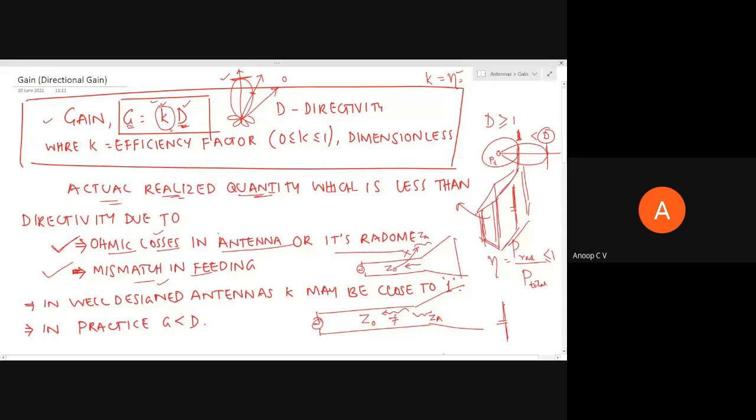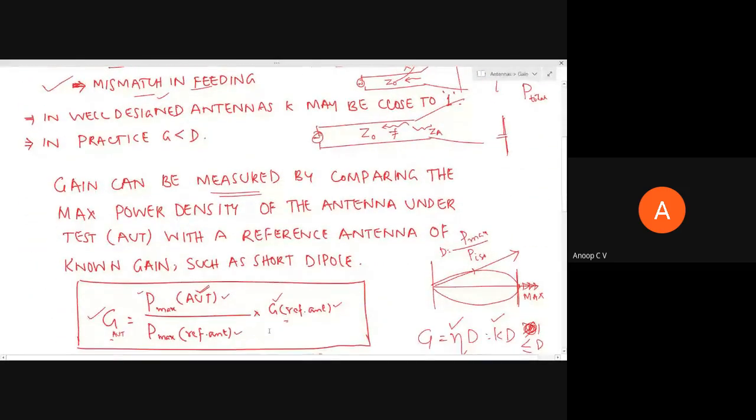So I can tell that for a well-designed antenna, K may be close to 1. If you design an antenna very well, if it is perfectly matched, and if you are choosing the material such that there are no ohmic losses and all, we can have gain approximately equal to directivity, right? But most of the time, efficiency will be less than 1. And in practical cases, we can measure gain by comparing the maximum power density of the antenna under test.